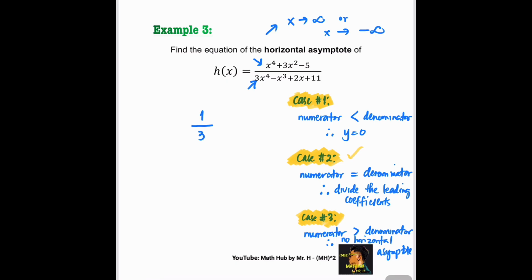So 1 divided by 3, that's it. So 1 over 3 or 1/3. And to get the equation of the horizontal asymptote, then we just simply need to write y equals 1 over 3. So that is the equation of the horizontal asymptote of the given function.